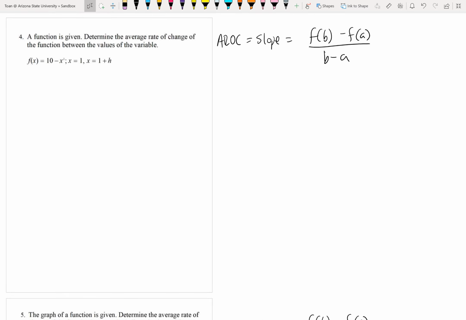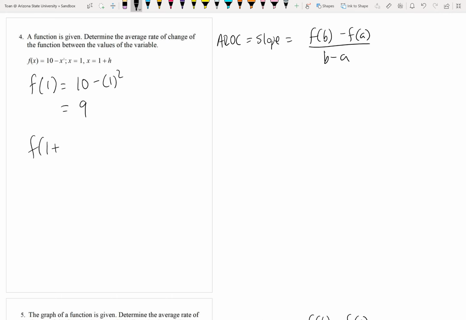Number 4 is another average rate of change problem. The only difference is my input value has a variable in it, but it's the same concept. Average rate of change, just do the slope formula. I need the outputs. So what is f of 1? That's going to be 10 minus 1 squared, which is 9.